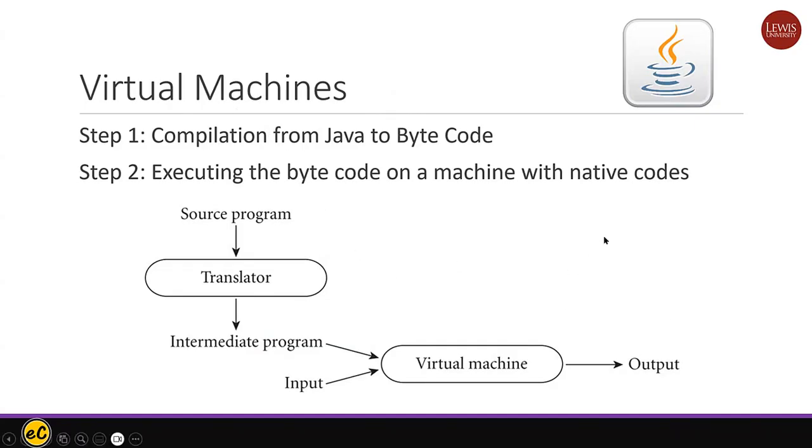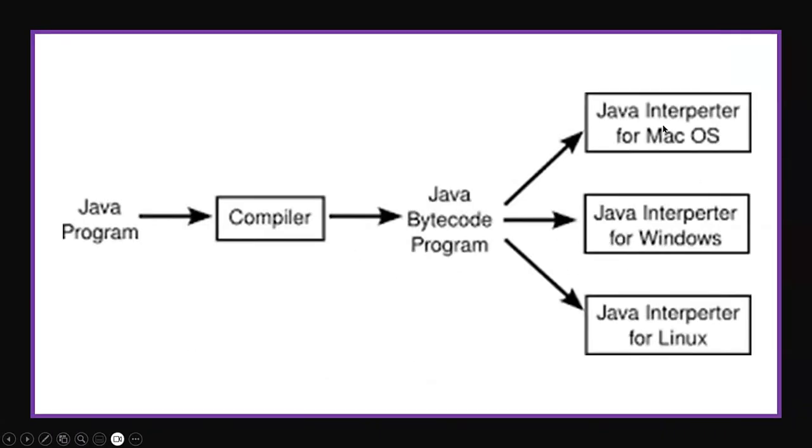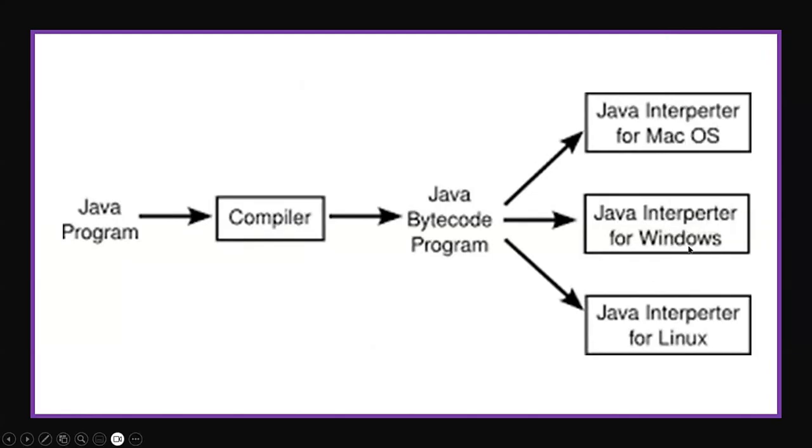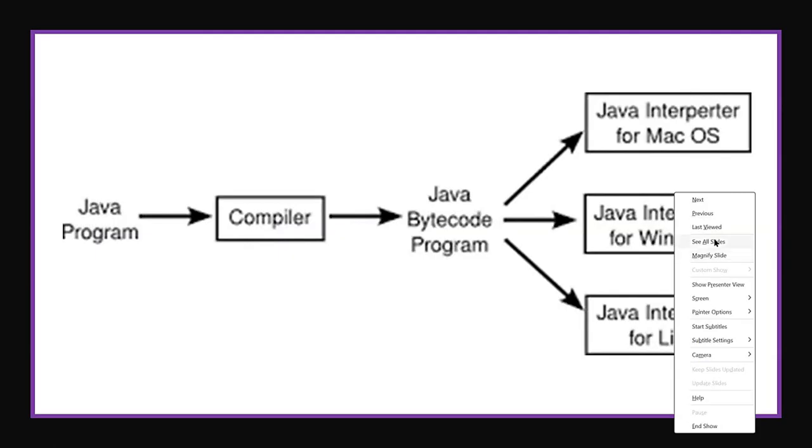So this virtual machine is very important to create code that can be run on different environments. The Java virtual machine itself is an interpreter.